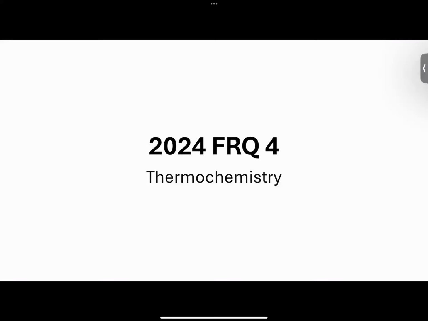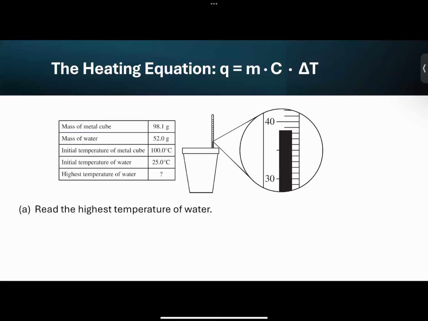Okay, everyone, let's continue to cover the concept of thermochemistry in problem number 4 of the 2024 free response problems. We are given a coffee cup calorimetry, a simple calorimeter to measure the temperature change and then determine the specific heat of a certain metal.